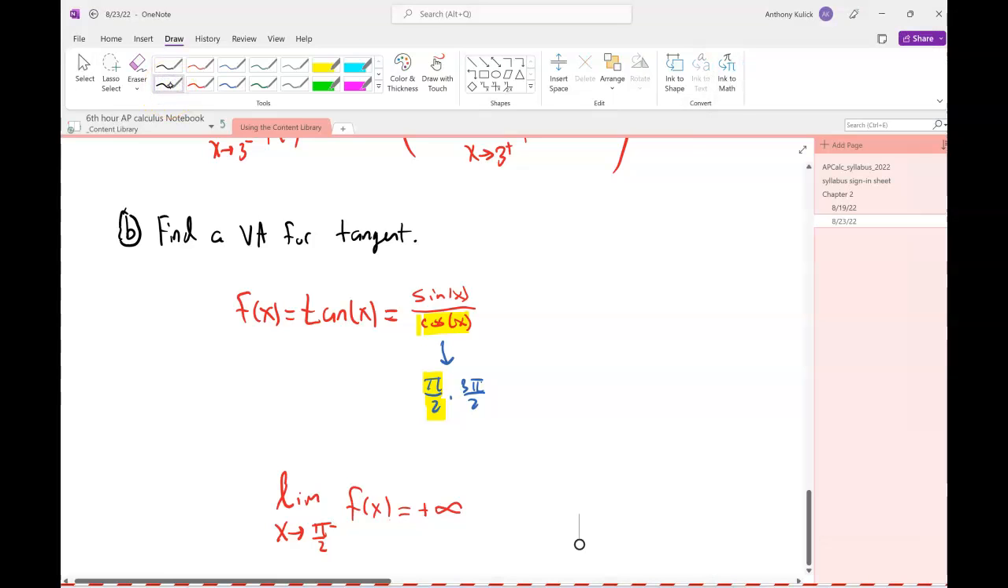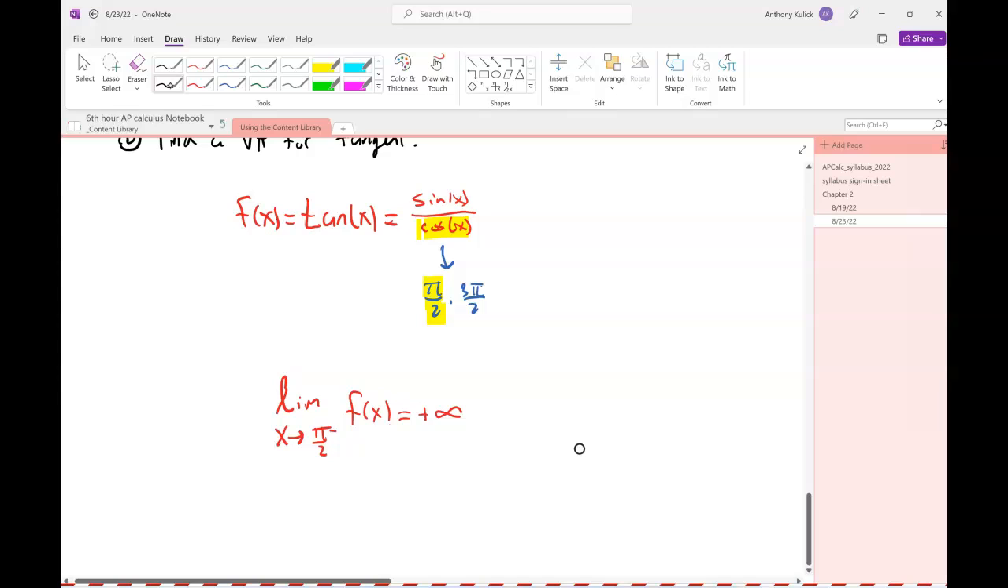Okay, so we've identified that pi over 2 is an asymptote and shown that it is one, right? Okay.